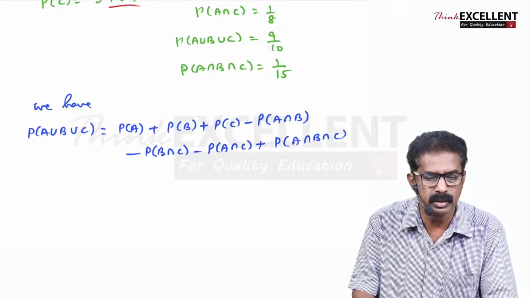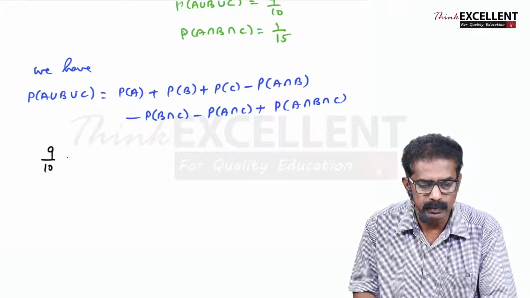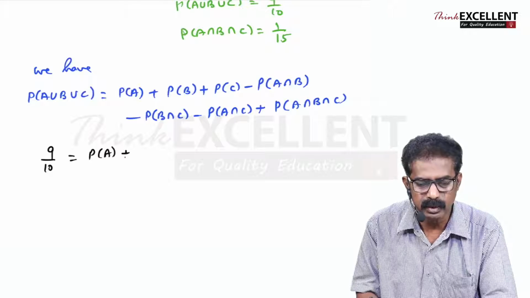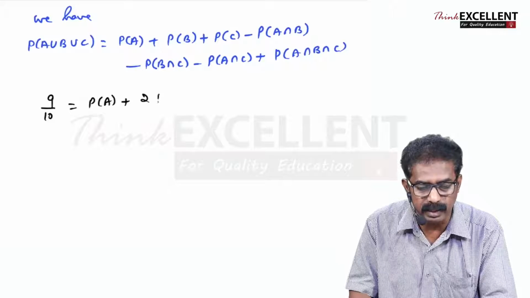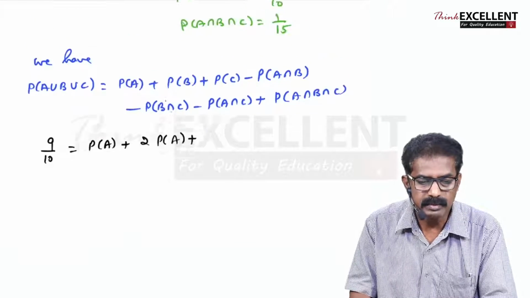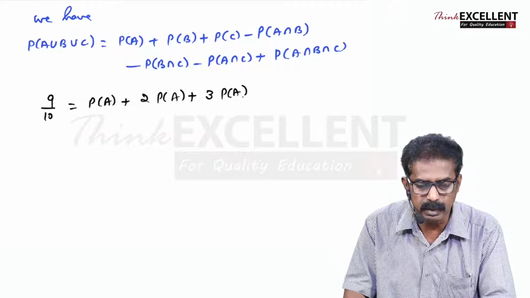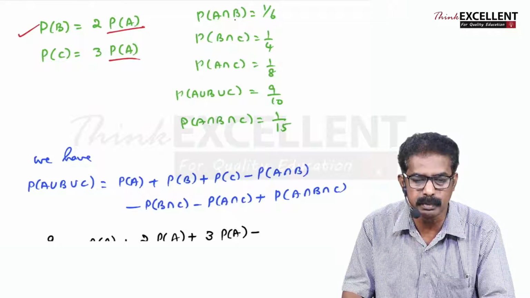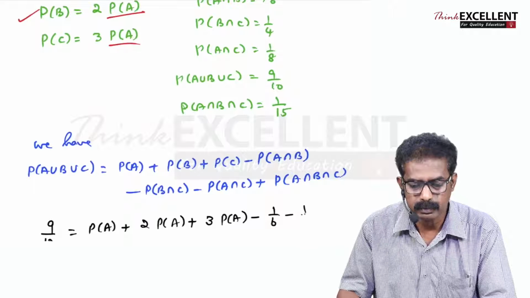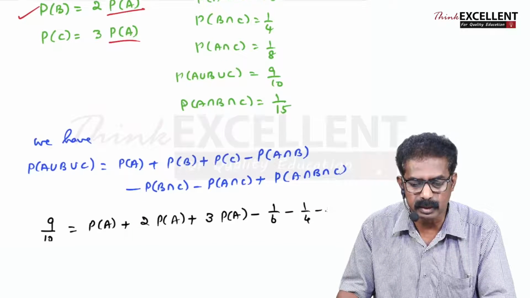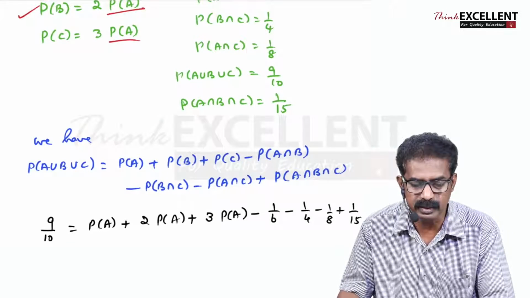Substitute the known values. P of A union B union C is 9 by 10, equal to P of A, right, as it is. P of B can be written as 2 times P of A. P of C can be written as 3 times P of A, then the remaining are all given. Minus P of A intersection B is 1 by 6, B intersection C 1 by 4, P of A intersection C 1 by 8, plus A intersection B intersection C is 1 by 15, right?